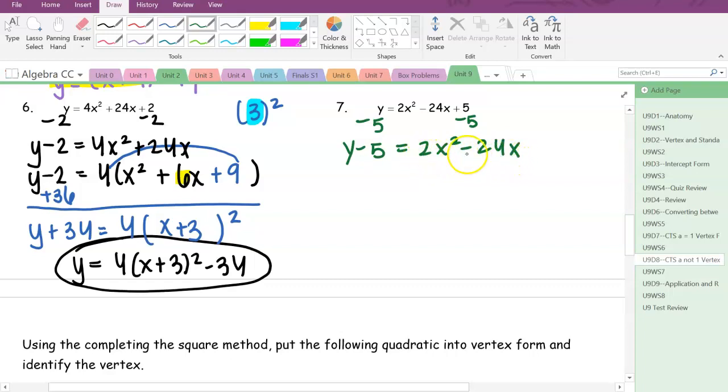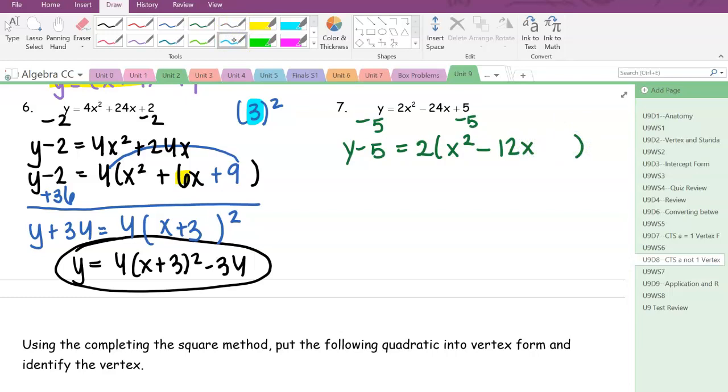Next, we're going to divide out or factor out the number in front of x squared, your a value. And if you want to do that right when you move the 5 over, you certainly can. So kind of combine these first two steps. X squared minus, this will be a 12x. Just make sure you leave yourself a space.